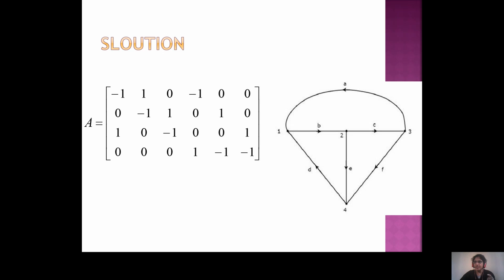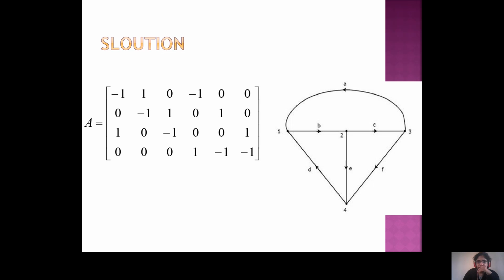Then you put a value if the node is associated with that branch. When you observe the first node, when you take branch A, if A is coming towards the node, put it as -1. If it is away from the node, put it as 1. And if it is not related to the node, put it as 0.